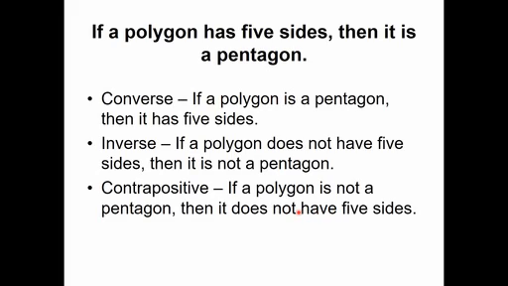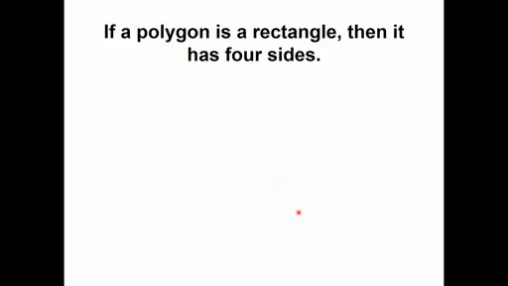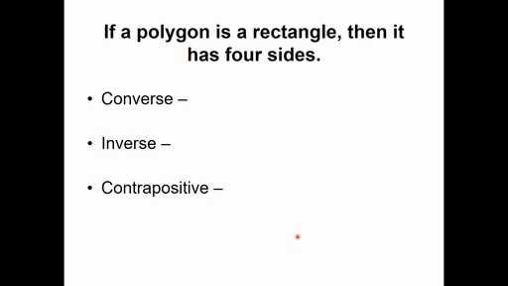Is that always the case? Let's check out another one here. If a polygon is a rectangle, then it has 4 sides. Is that true? Sure, a rectangle has 4 sides. Go ahead, take a minute, pause this, and write out the conditionals for this original statement. As you do, pay attention to them and see if you think they're true or not.